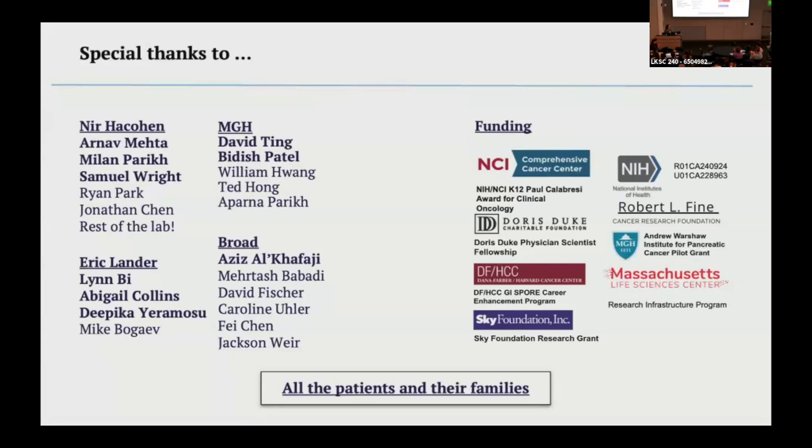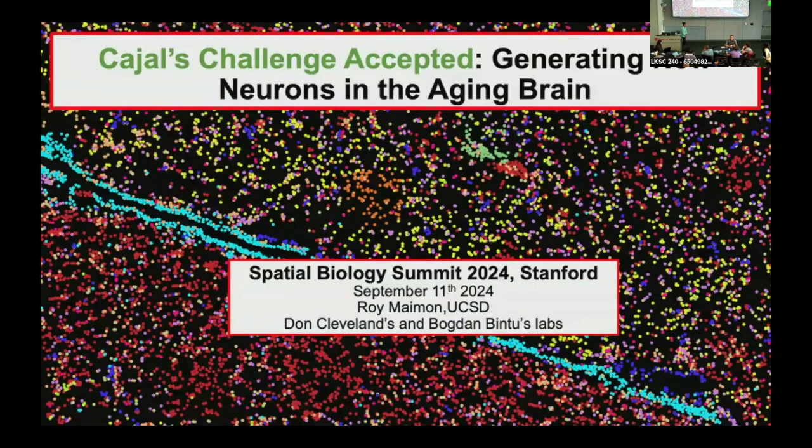Okay, thank you. Okay, to start us back on the spatial transcriptomic session, we have Roy Maimon from Don Cleveland's lab at UCSD, and he'll be talking about generating new neurons in the aging brain.